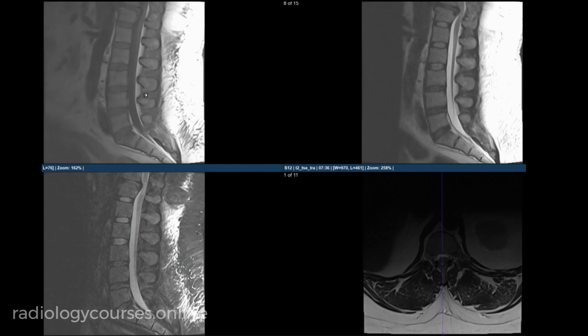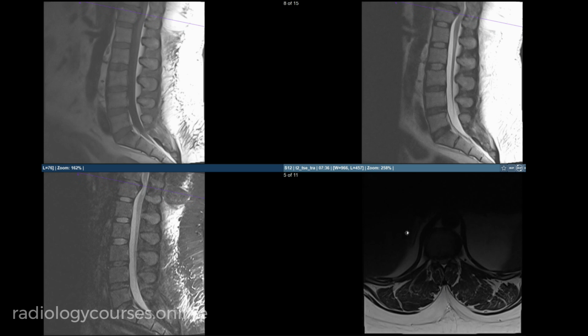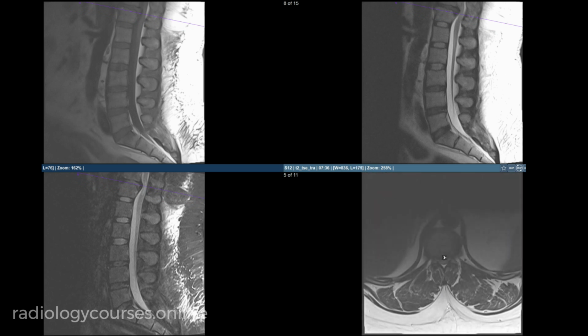Here we have a case of a lumbosacral spine MRI in a 40-year-old female. What we have got is abnormality at the T11-12 level. On T1, T2 and STIR sequences, what we see is disc dehydration, annular fissuring, and a broad-based central posterior disc protrusion, which is much better appreciated on the axial sequence.